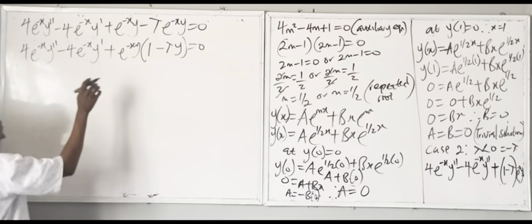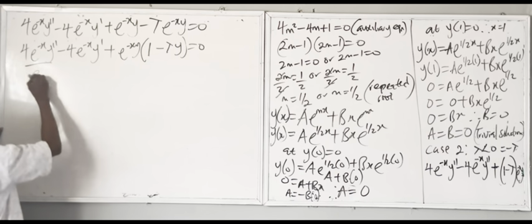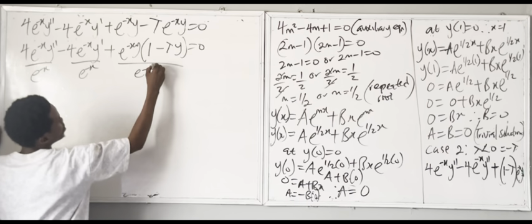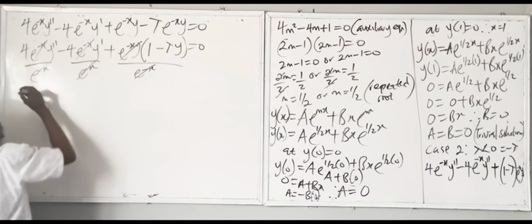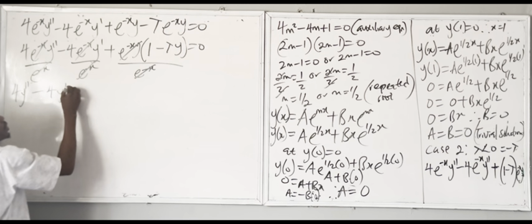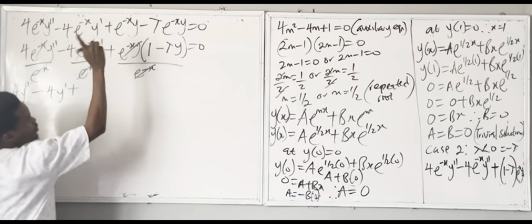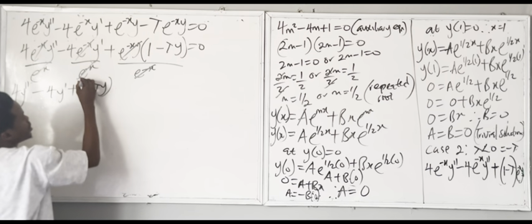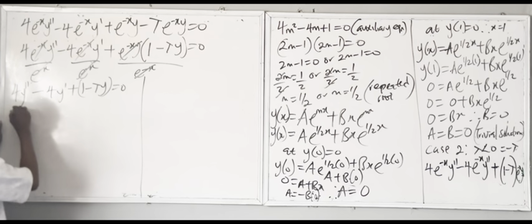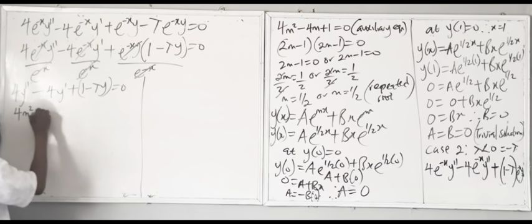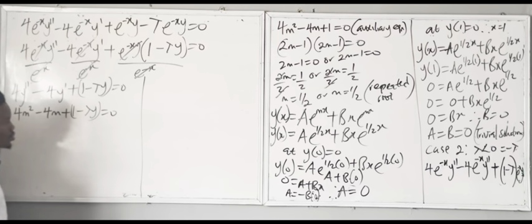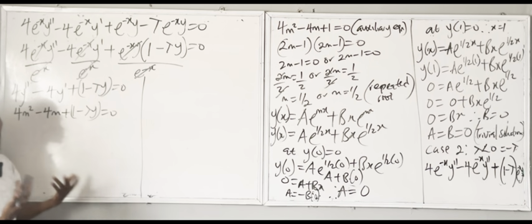So what I'm going to do is divide both sides by exponential minus x y. Exponential minus x, here you cancel, here you cancel, here you cancel as well. I'm going to have 4y double prime minus 4y prime, then plus 1 minus lambda y is equal to 0. So remember that our y double prime is m squared. When we assume, 4m squared minus 4m plus 1 minus lambda is equal to 0. We don't know what lambda is. We want to get the value for lambda.